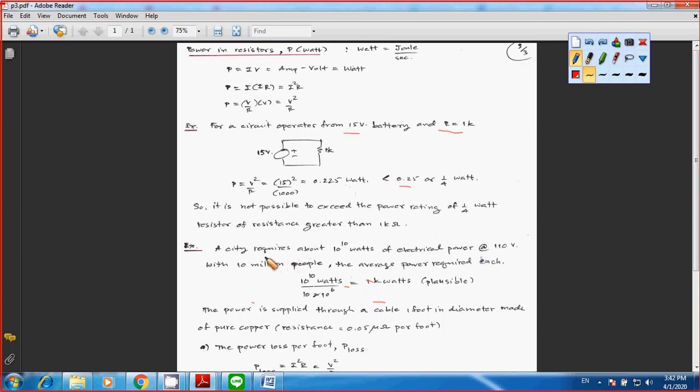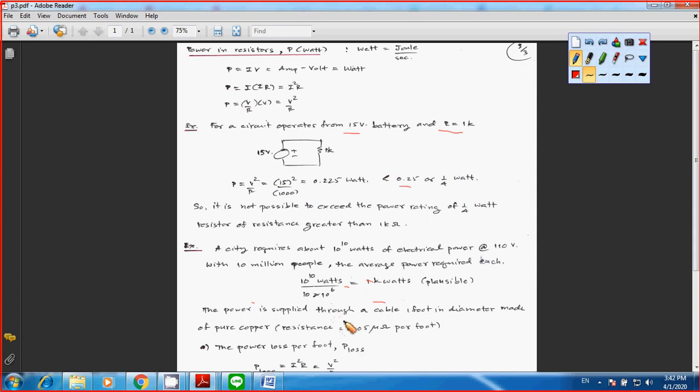Now let's take a look at another example. A city requires about 10 to the 10th watts of electric power at 110 volts. That means for the electric appliances at your home, you need a 110-volt supply voltage. And if you have 10 million people in that city, the average power required for each person is going to be 10 to the 10 watts divided by the number of people. So you end up with 1 kilowatt.